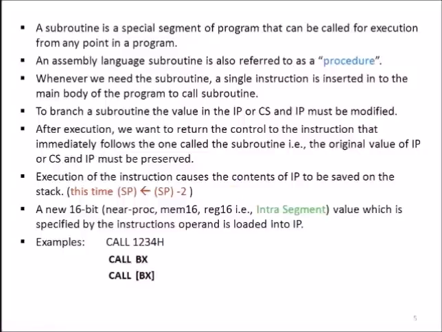While returning, it retrieves the data from the stack, and that is stored back inside CS and IP. That address is called the return address. As you can see in some examples, CALL 1234 will transfer the control to the 1234 location. CALL BX will transfer the control to the location held in BX. It means BX will be holding some value, and that will be treated as an address.